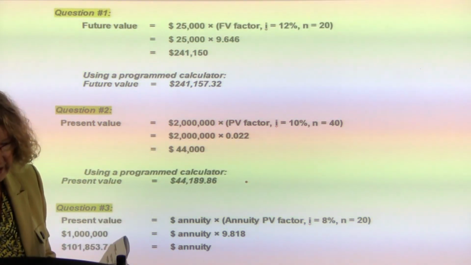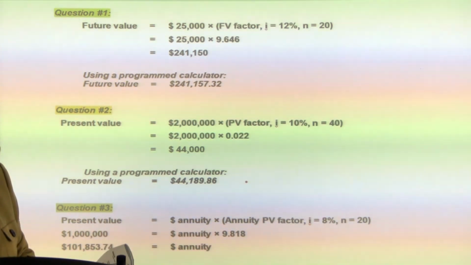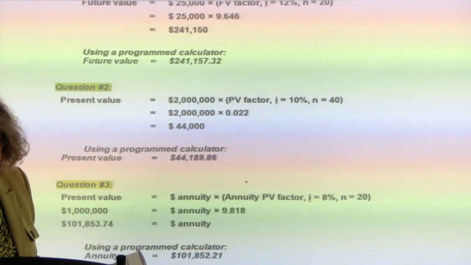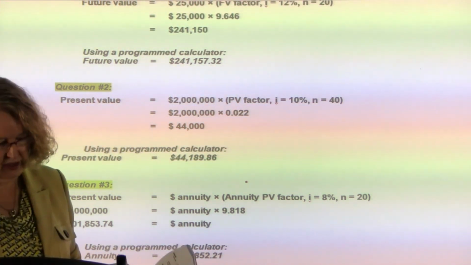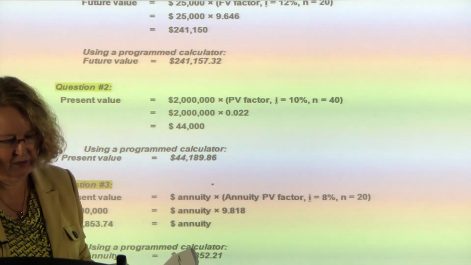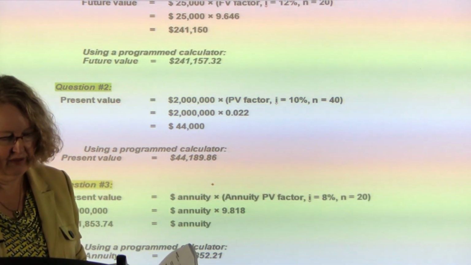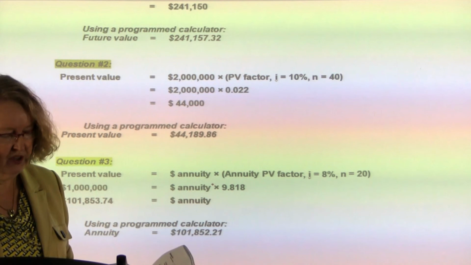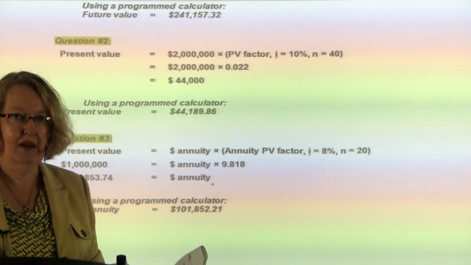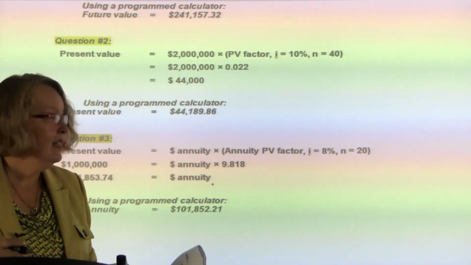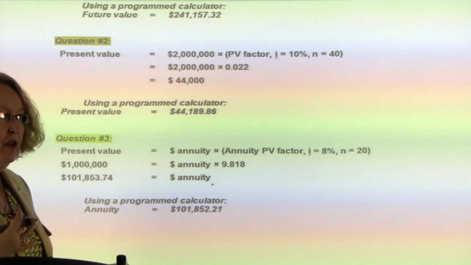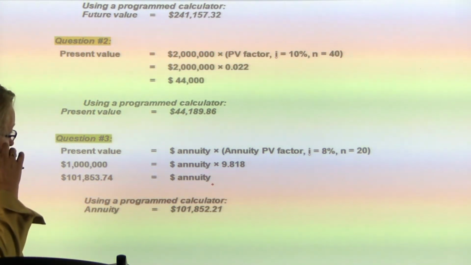The third scenario is asking us to assume that Stephanie accumulates savings of $1 million by the time she retires. If she invests these savings at 8%, how much money will she be able to withdraw at the end of each year for 20 years? So now when you're looking at an annual amount, that's going to be an annuity rather than a lump sum amount. So if it's an annuity, you're going to have to look up your annuity present value tables.